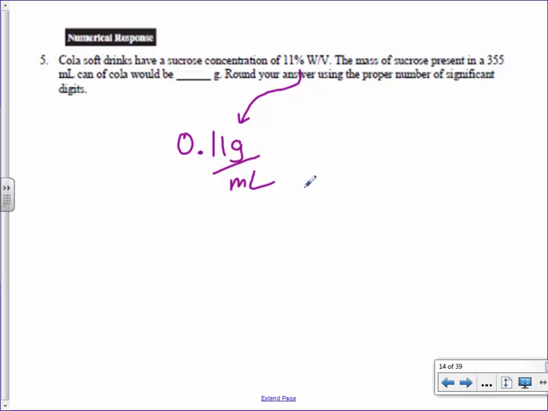So, okay, I've only got one other number. I have 355 milliliters. But maybe you can visualize this. If I take the 355 milliliters and I multiply them, can you visualize how those units cancel? So basically you just need to take 0.11 and times by 355.